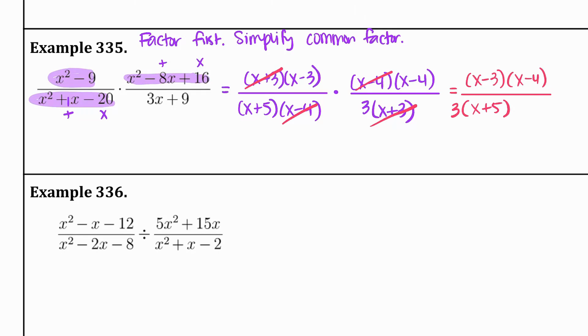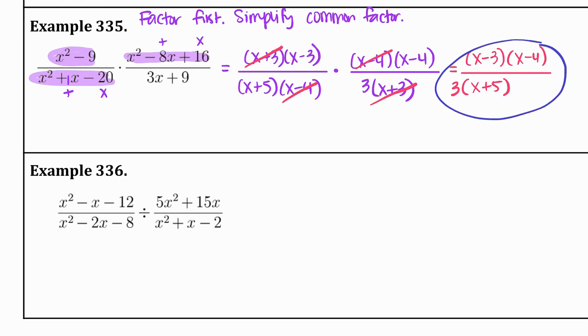Notice here we cannot cancel terms, only factors. So we leave it just like this. If you wanted to, you could multiply those out just to write it as a quadratic trinomial, but there's really no need to. We can leave it factored.